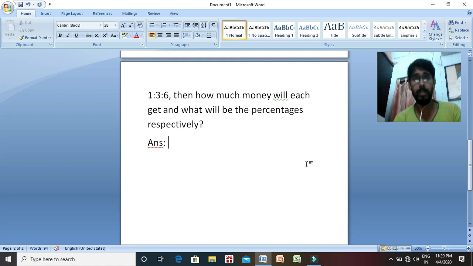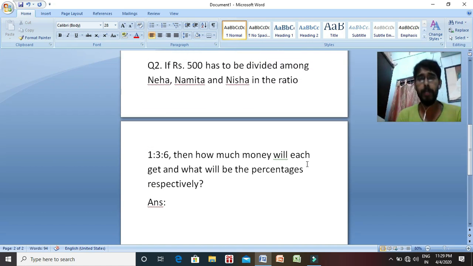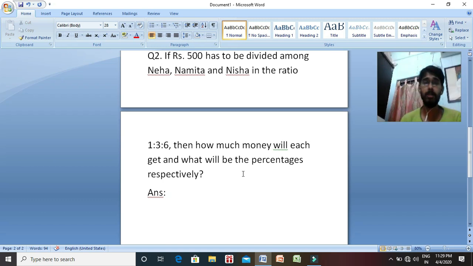Okay, so this brings the second question. If 500 has to be divided, rupees 500 has to be divided among Neha, Namita and Nisha in the ratio of 1:3:6, then how much money will each get and what will be the percentages respectively? Now see, this is a question based on two topics. First is ratio and proportion, and the next one is percentages. So in order to do this, we need to use the concept of both of these chapters.